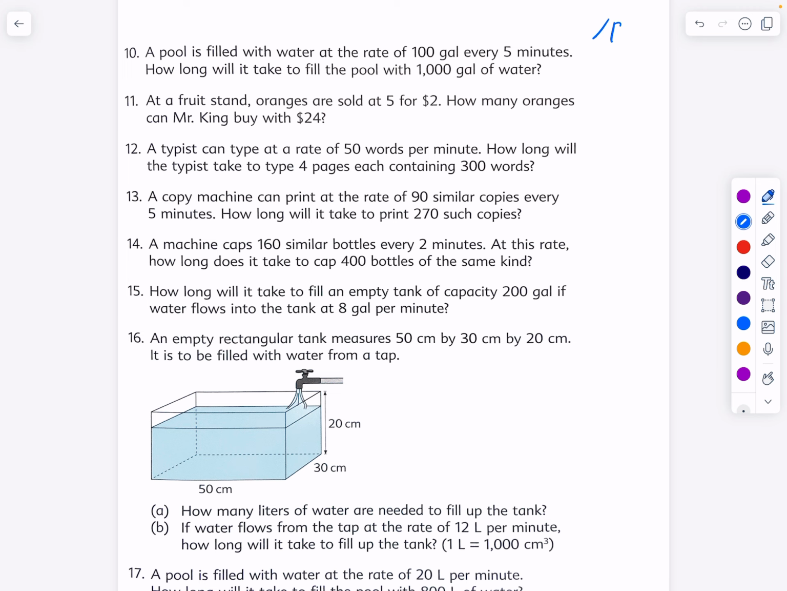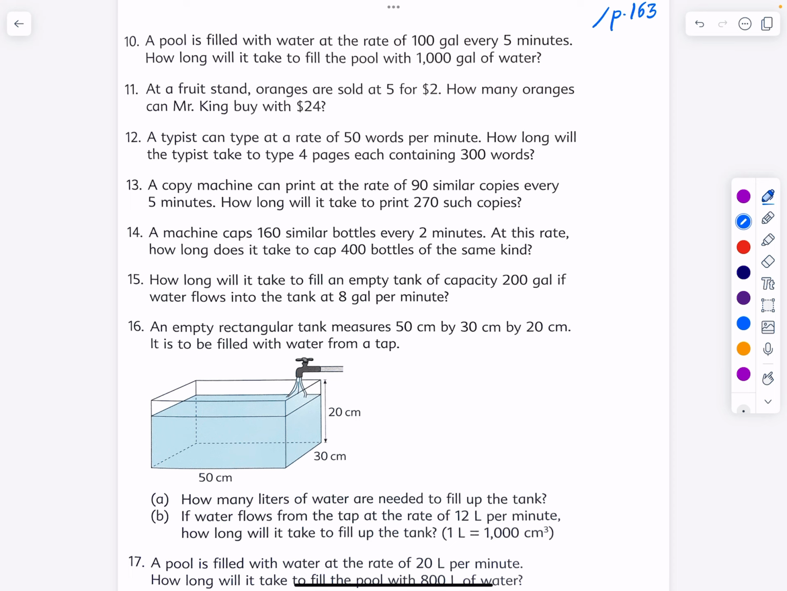Now, I would like to bring you to page 163 at the very top. Let's try to solve just the even numbers. Let's see how we do.